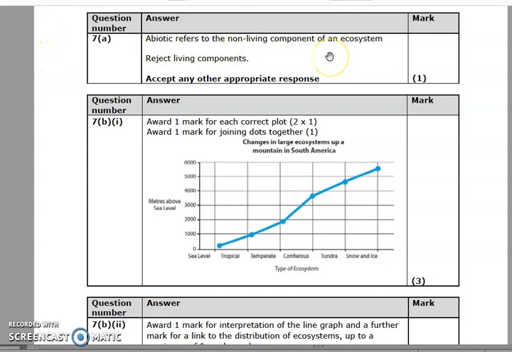Abiotic refers to the non-living components. It's as simple as that, just saying the non-living elements. And here you can see that for the line graph, although it's not very clear on here, you would need to make sure that your dots, your points, go on exactly the lines. This is just the PDF gone wrong. So you can see how you get the marks. 2 marks for plotting the dots and then a mark for joining up the lines.